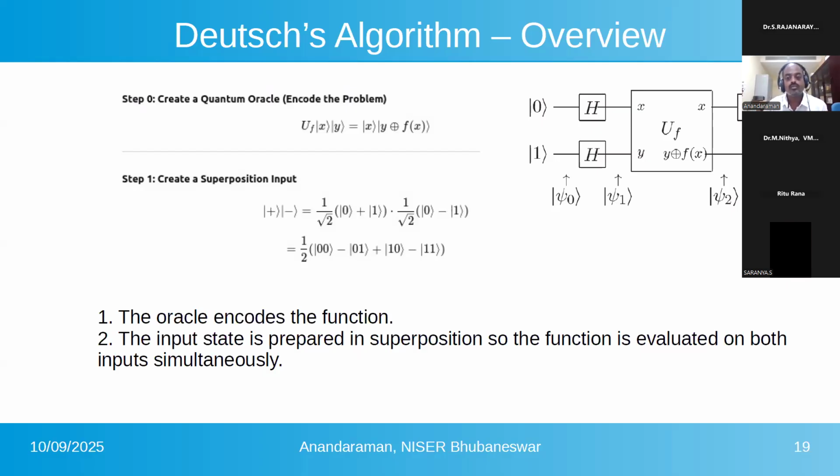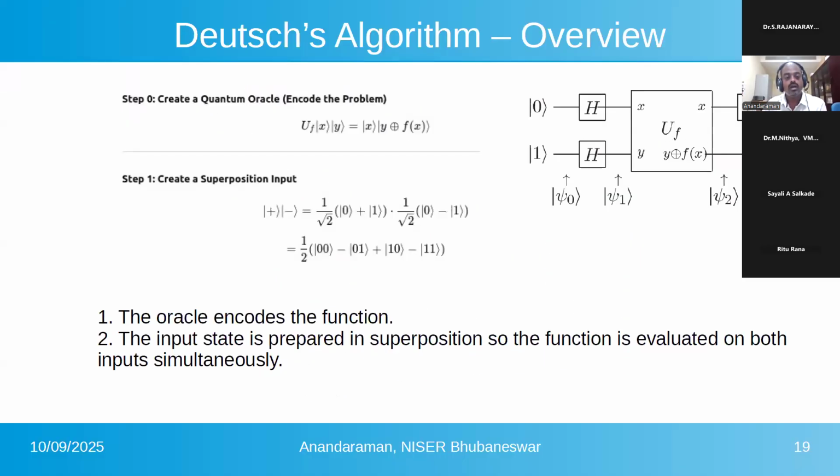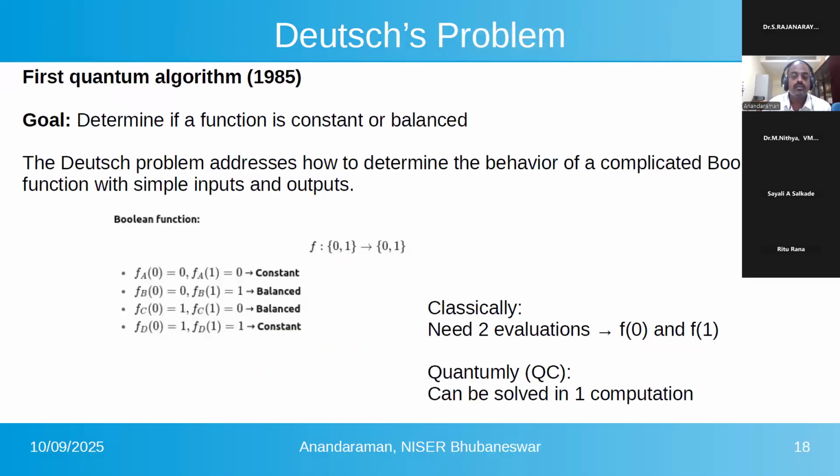Sir, can you please explain that oracle problem? Yeah, the quantum oracle problem is, see, we need to find out whether the function is constant or balanced.